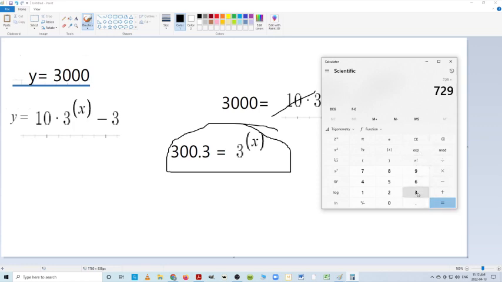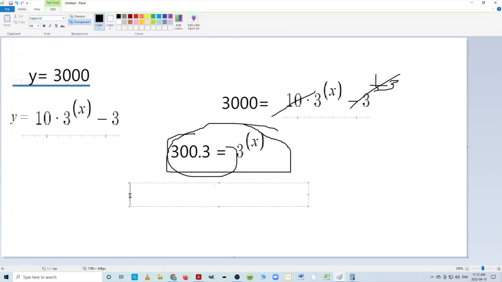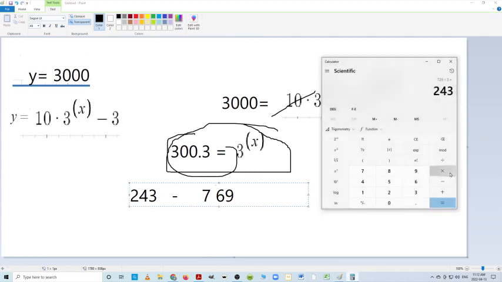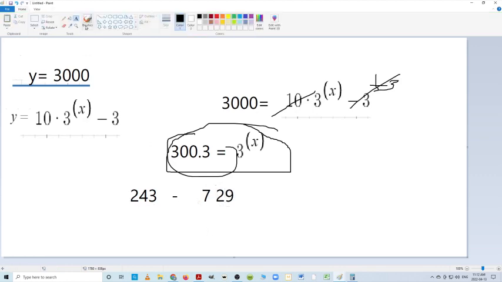So let's go back. So this means this number is clearly between 243 and 729. Let's just go, times 3, 729. Clearly, this number 300.3 falls between 3 to the power of 5 and 3 to the power of 6. It falls somewhere in there.